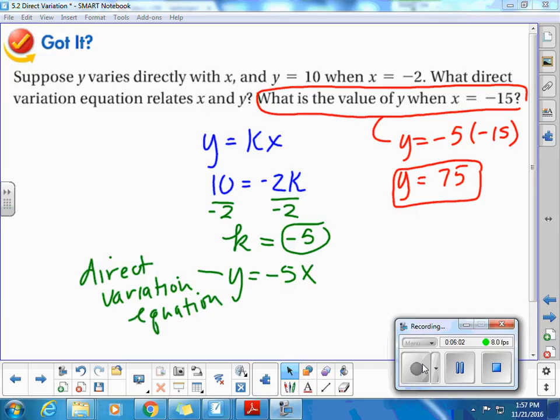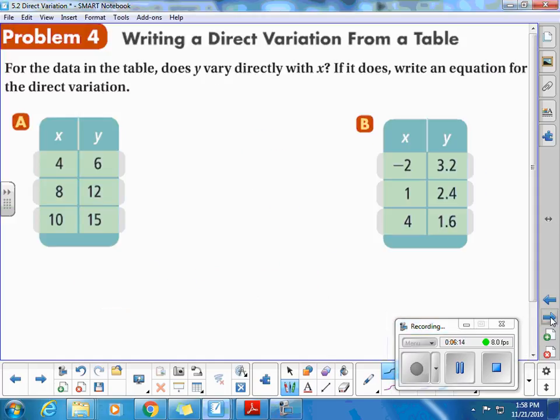There's the answers for the direct variation equation, which is right here. And part B, what's the value when x is negative 15, is right there. All right, writing a direct variation from a table.